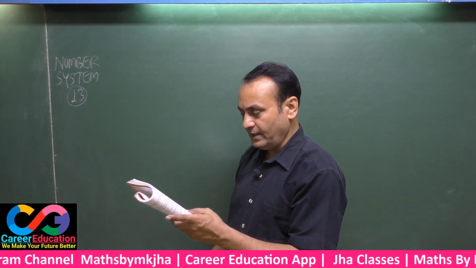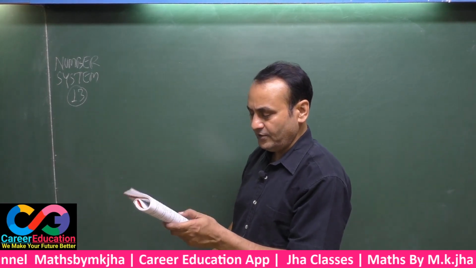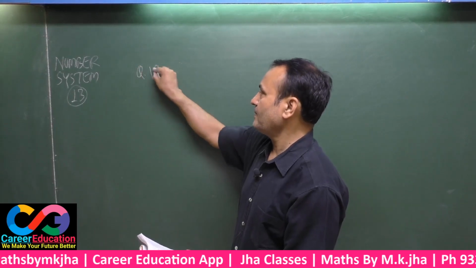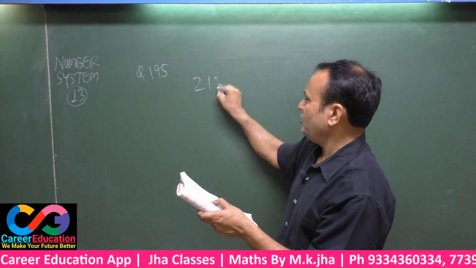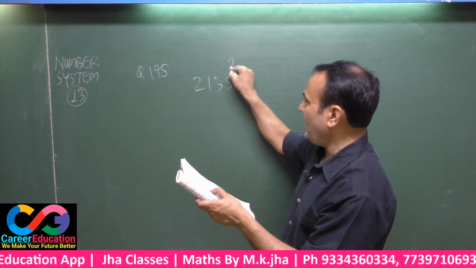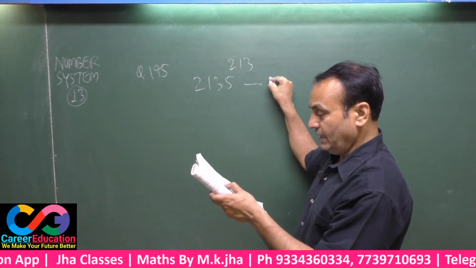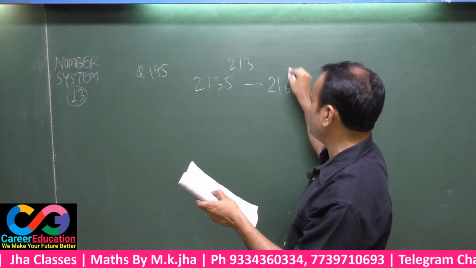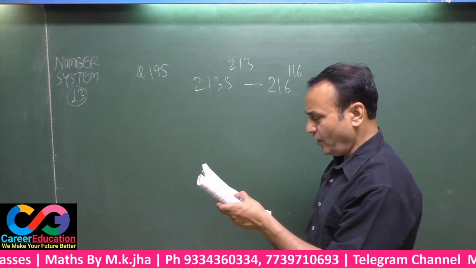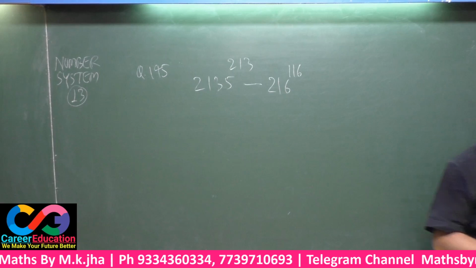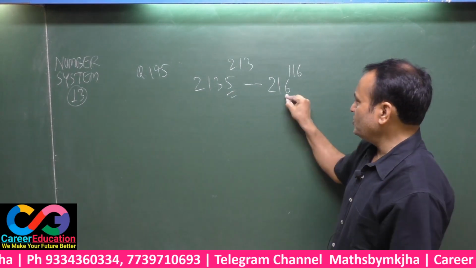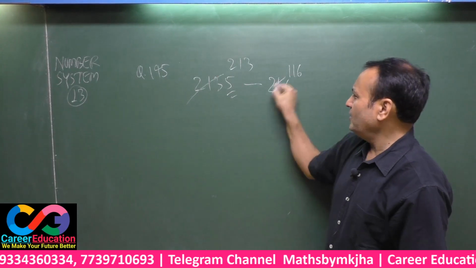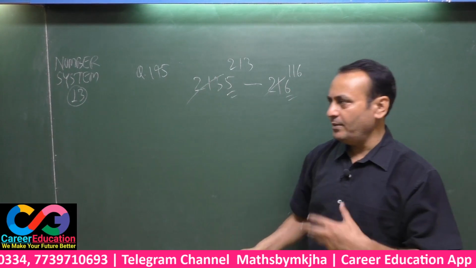Now question number 145. The question is 2135 power 213 minus 216 power 116. You have to point out the unit place. See here. That means this is 5, this is 6. You have to remember here.